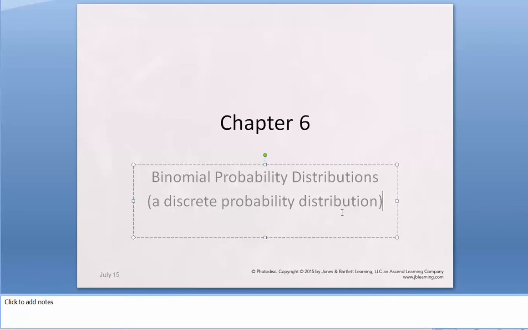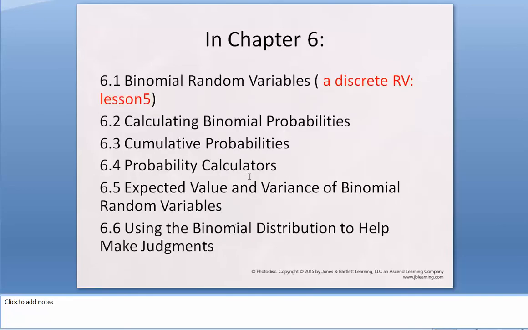Now, why do I say it's a discrete probability distribution? Because the random variable associated with a binomial probability distribution is discrete. Okay, so let's see how we define it formally. Let's go to the next slide. Okay, so binomial random variables are discrete random variables, and we talked about discrete random variables in lesson 5, and also reviewed them in the previous slides.